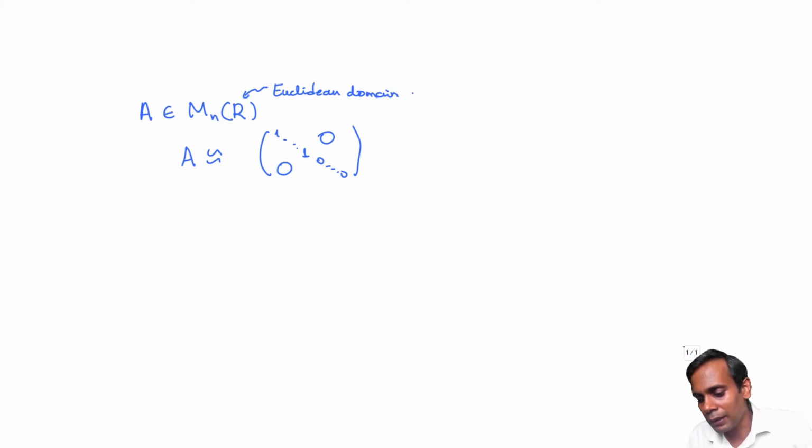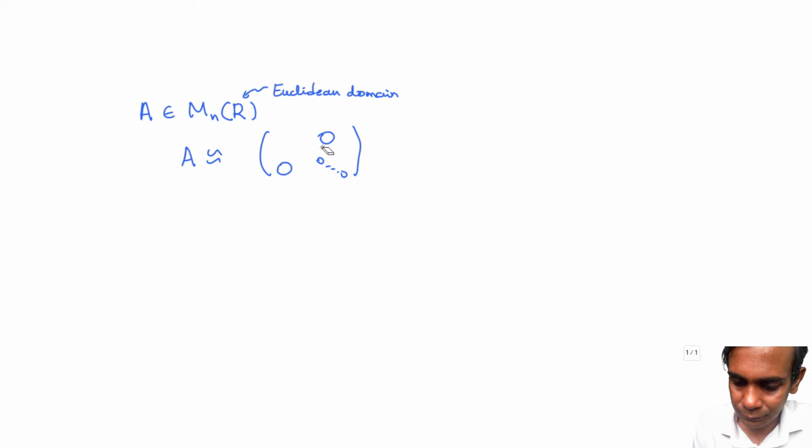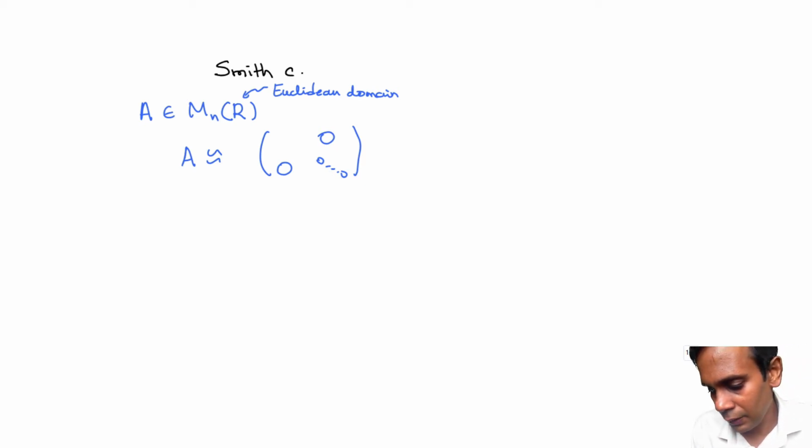Later we will replace it by a slightly more general case of what happens when you take R to be a principal ideal domain. In that case, the canonical form is not so simple. It's not just determined by an integer r, which is the rank. It's a bit more complicated. And this canonical form is called the Smith canonical form. So this lecture is called Smith canonical form, or sometimes called Smith normal form.